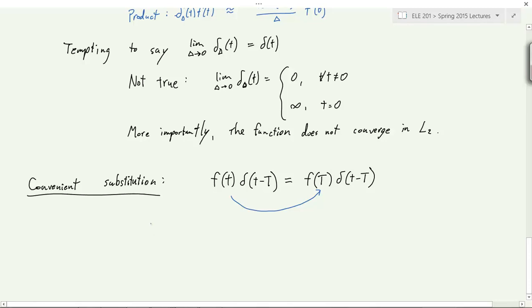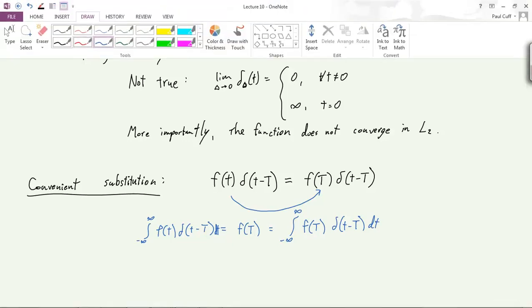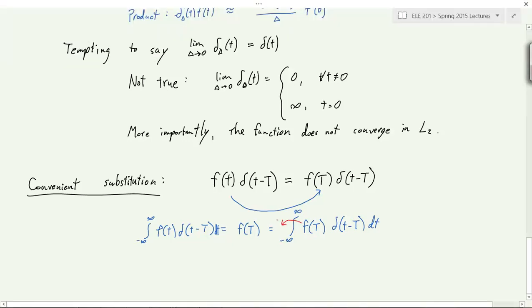If we integrated the left-hand side, we know by the sifting property that that's just f of capital T. But we can expand that out. If you integrate the right-hand side, it's trivially f of capital T, because this first part is a constant with respect to the integral. So you can just pull it out. And then we're just saying, what is the integral of the delta function? It's 1. Why is it 1?